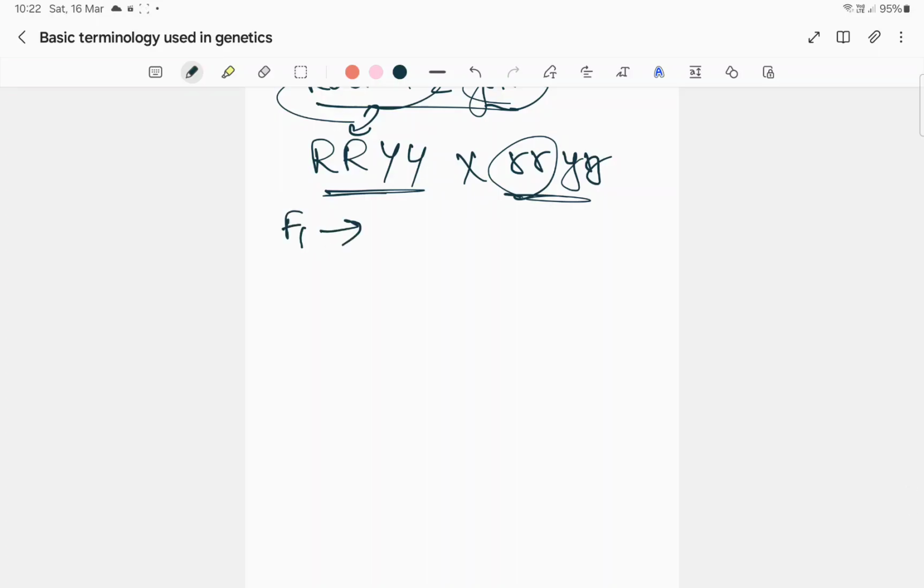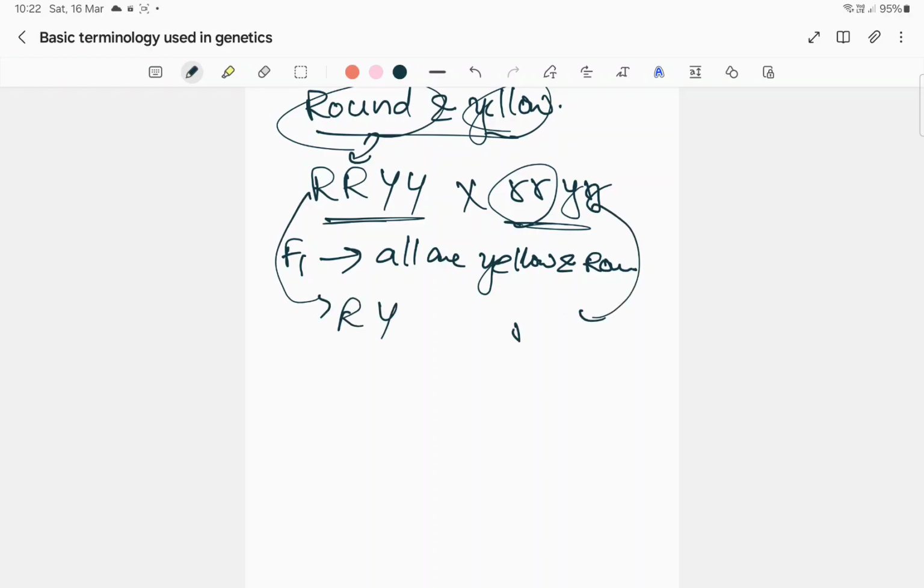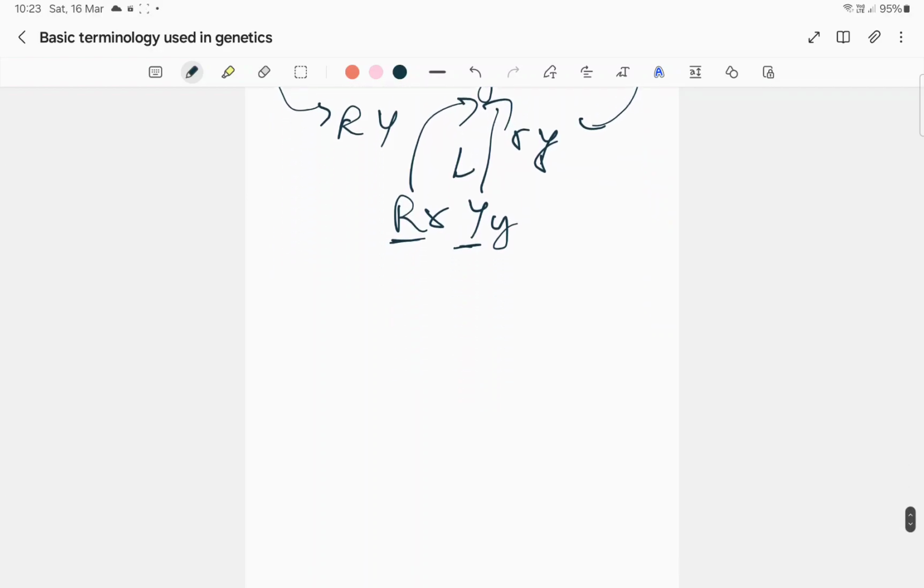Okay, just a few points to remember. In F1 in a dihybrid cross, how will the progeny be? All are yellow and round, because the alleles capital R, capital Y will come from one parent, and small r, small y will come from the other. All the progeny will be capital R, small r, capital Y, small y. Here the dominant alleles are present. That's why all the F1 will be yellow and round.